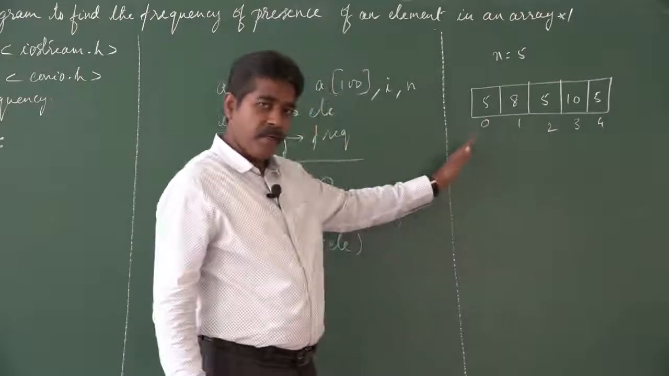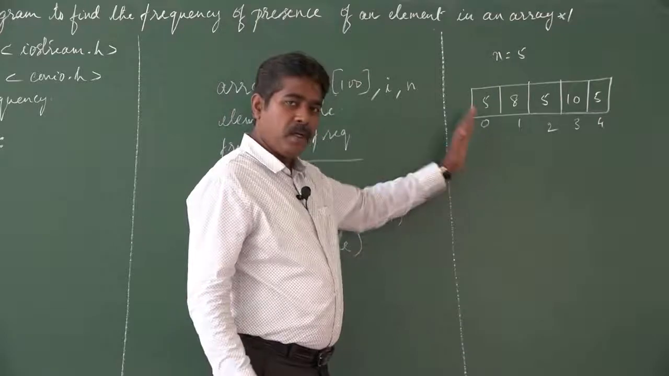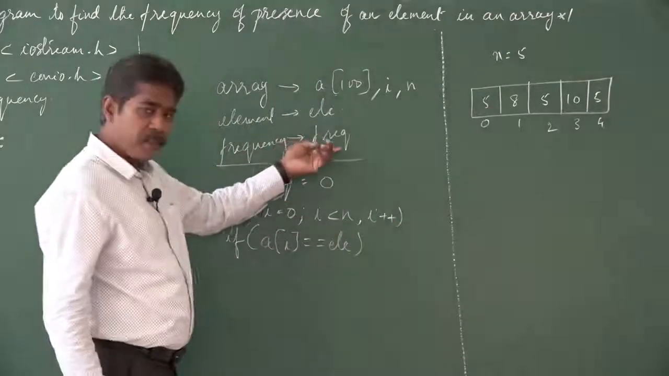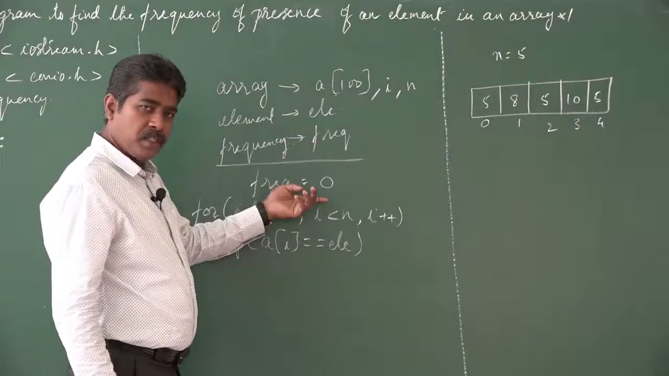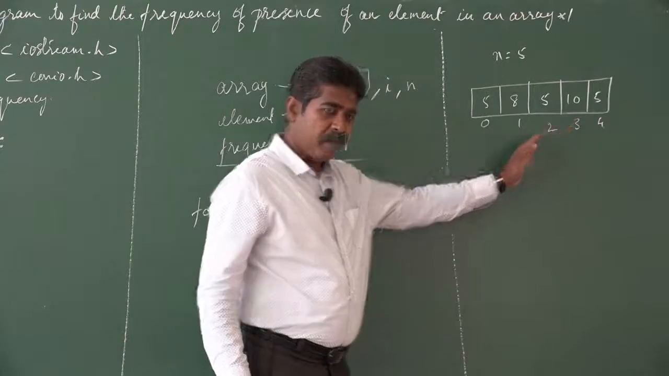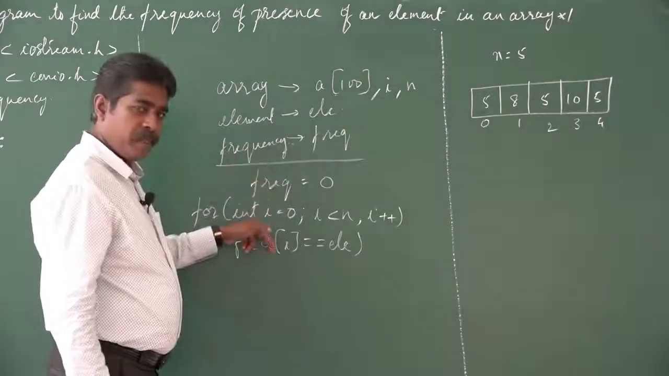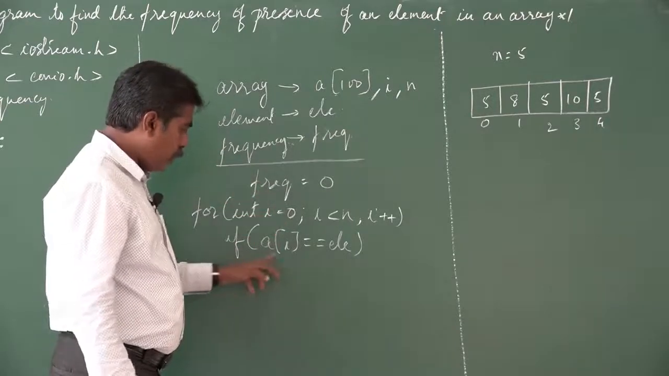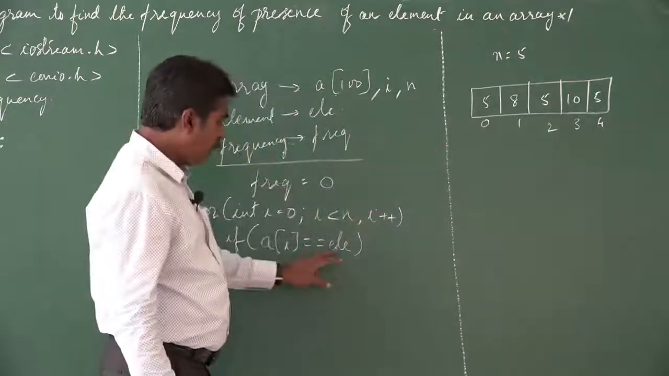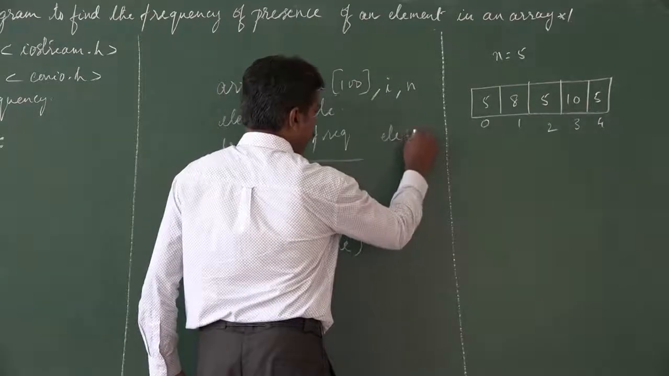If we find an element, we consider that count. That is, this element is found. We make a counter to be incremented. That's the reason we are using frequency. And frequency's value is 0. So when we have taken these elements in an array, let us imagine the control flowing. i equals 0, A of 0. A of 0's value is 5. And then ELE. Let us consider ELE as 5.